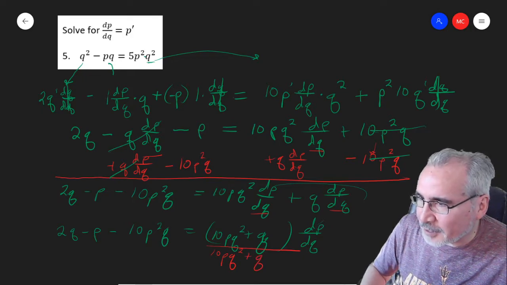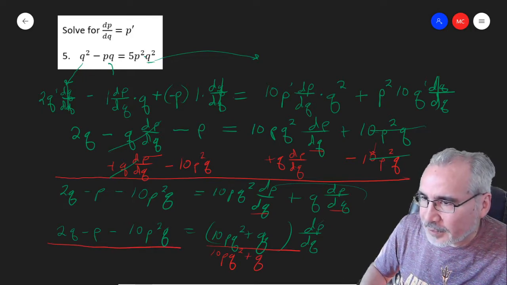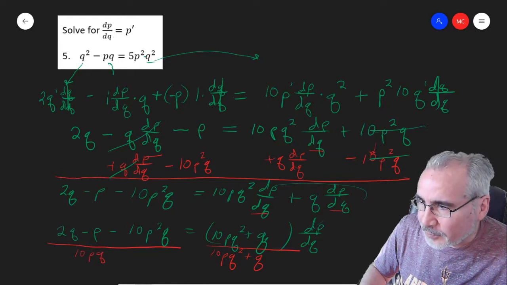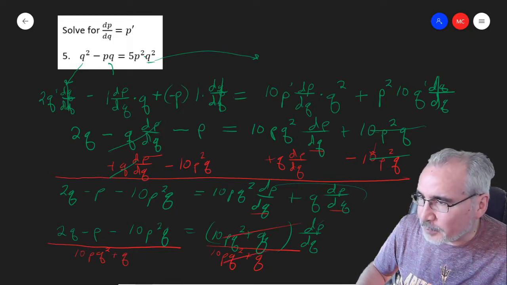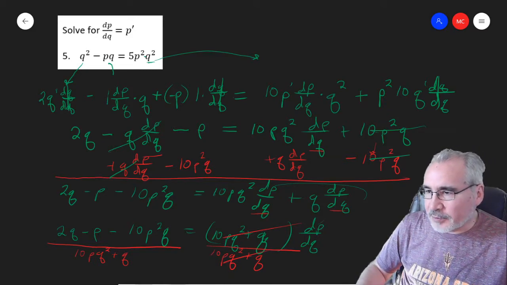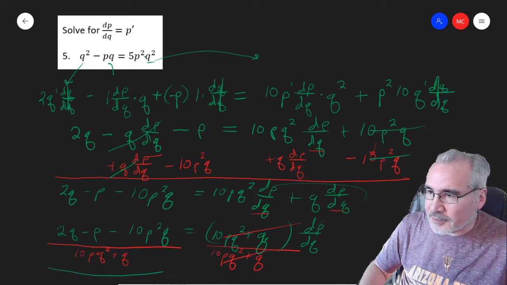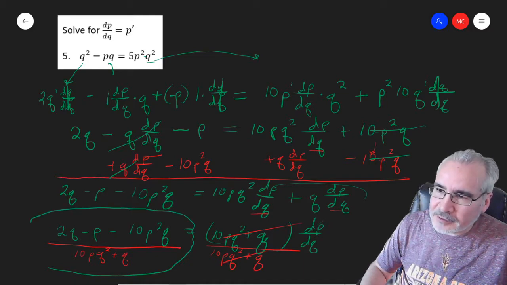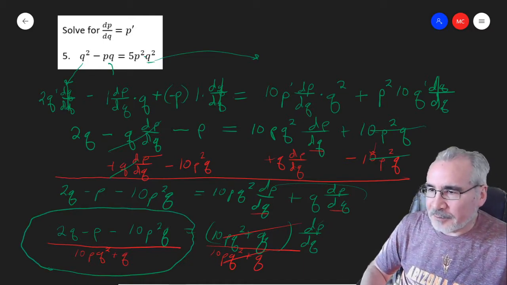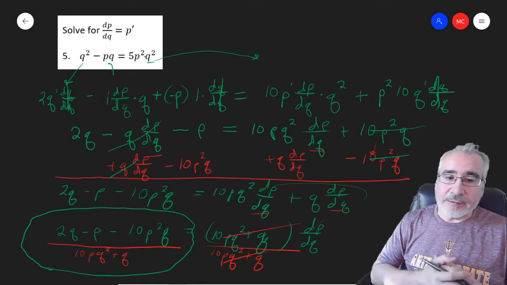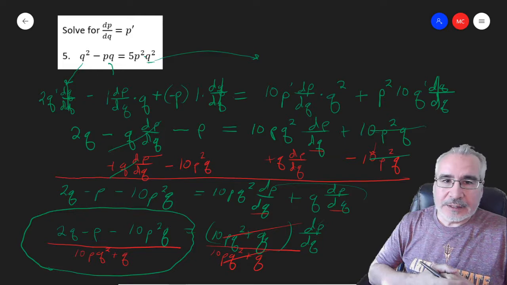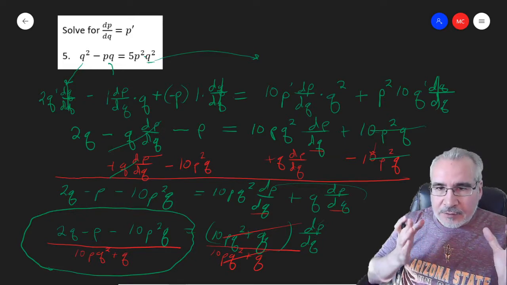So this is in the denominator, squared plus q, and that's dp dq. And if it's okay with you, I'm going to just circle it and say that's the answer you would have entered in. It's the correct answer. That's our derivative. Wow, it's a lot of work, but if you look at it, it's step by step.